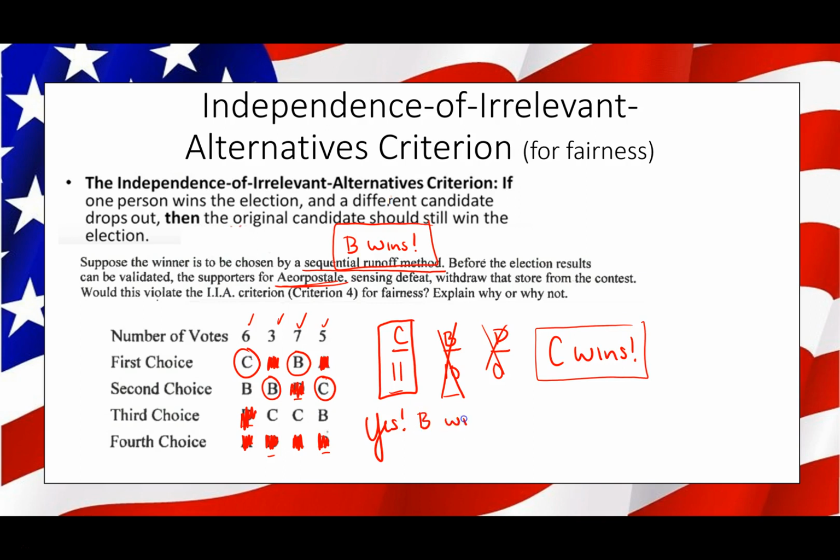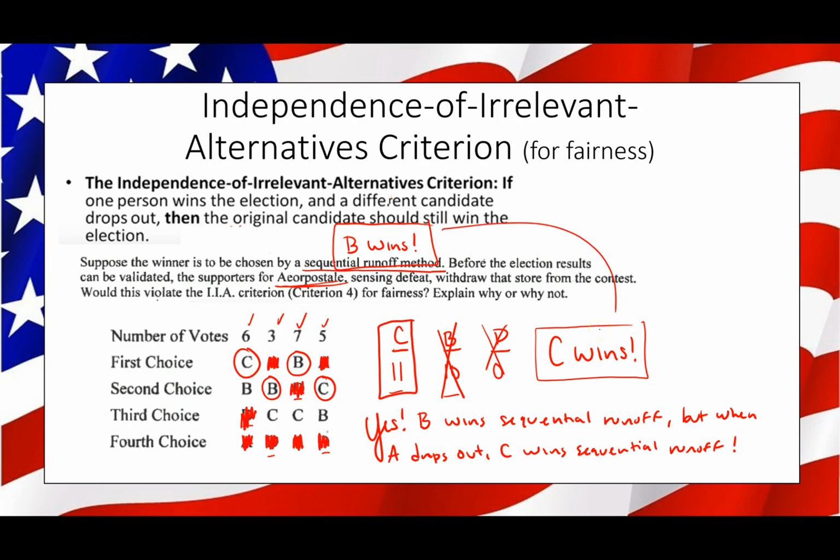B wins sequential runoff, but when A drops out, C wins sequential runoff. So that's why there's a violation, because they do not match.